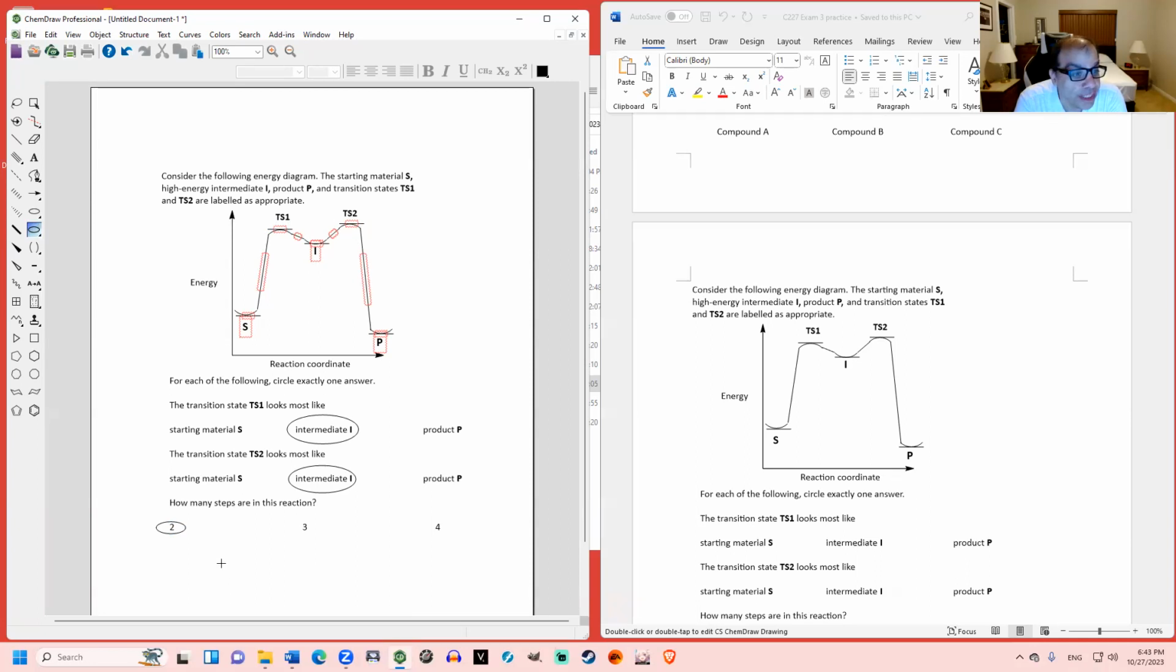I could have asked, is the reaction overall exothermic or exergonic or endergonic? And since the product is lower in energy than the starting material, the overall reaction is exergonic. The first step is endergonic, and the second step is exergonic. So I could very easily have asked them about that also that year.